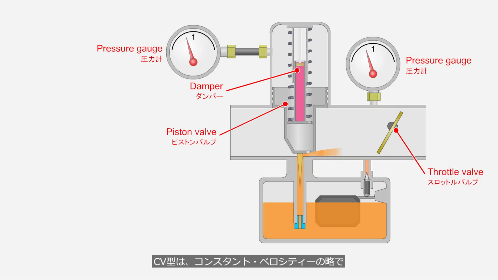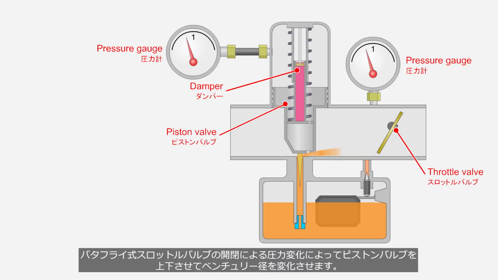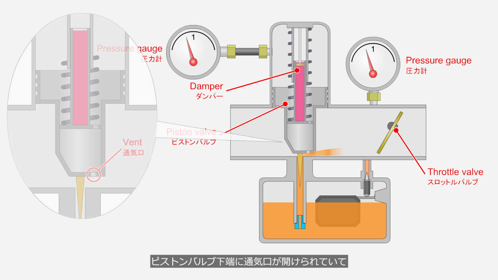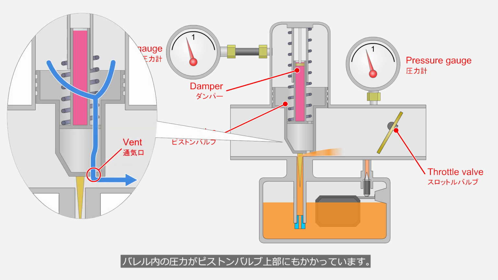The CV type stands for constant velocity and changes the venturi diameter by moving the piston valve up and down in response to pressure changes caused by the opening and closing of a butterfly throttle valve. The SU carburetor, manufactured by the Skinners Union Company in the UK, is well known. There is a vent at the lower end of the piston valve, allowing pressure from the barrel to act on the upper part of the piston valve as well.